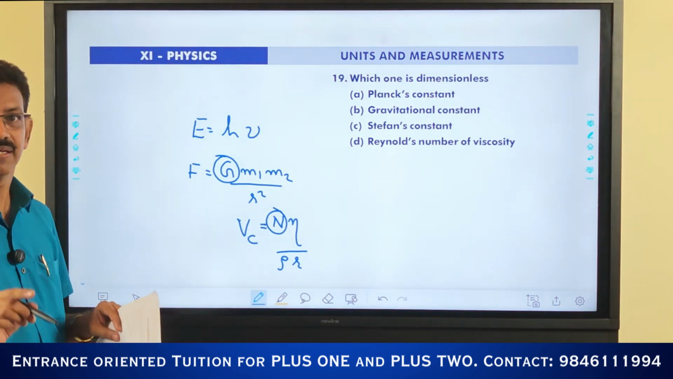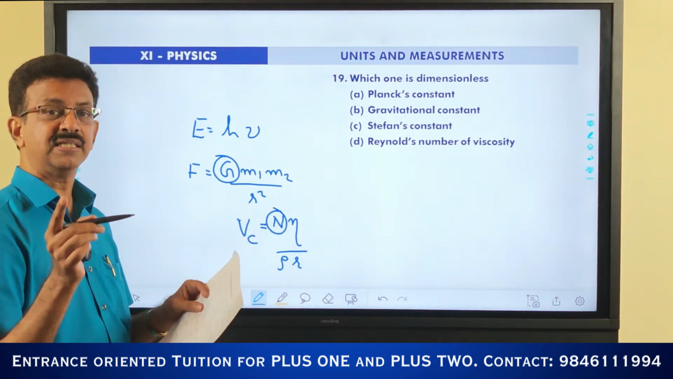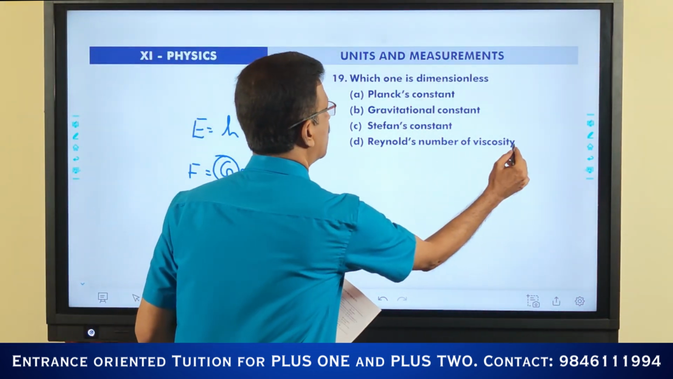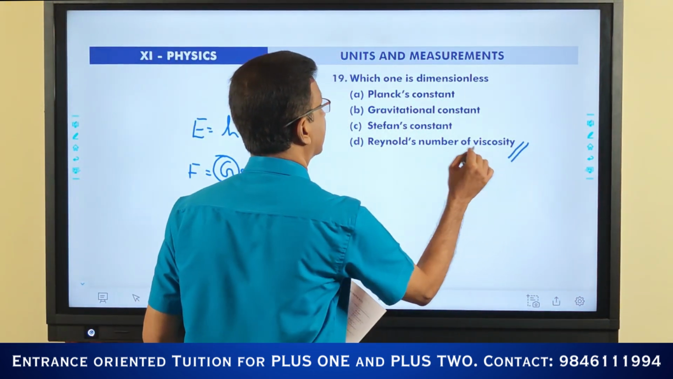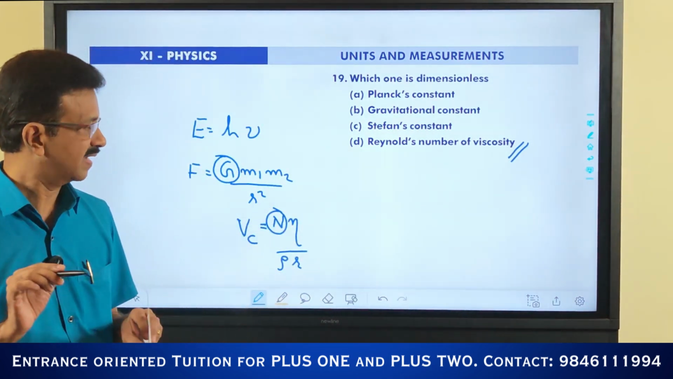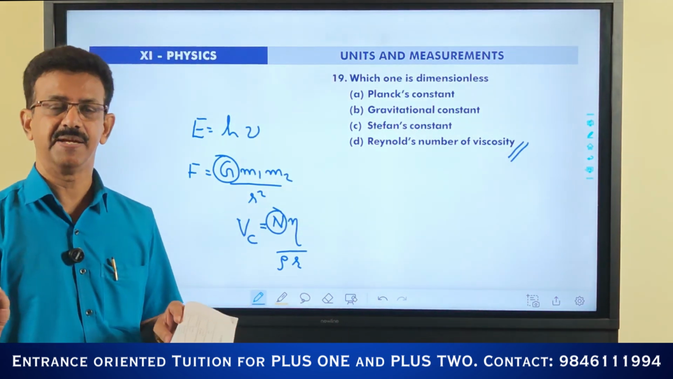Therefore, here the question is which one is dimensionless? The answer is Reynolds number of viscosity. It is a dimensionless constant. Therefore, the correct answer is D.